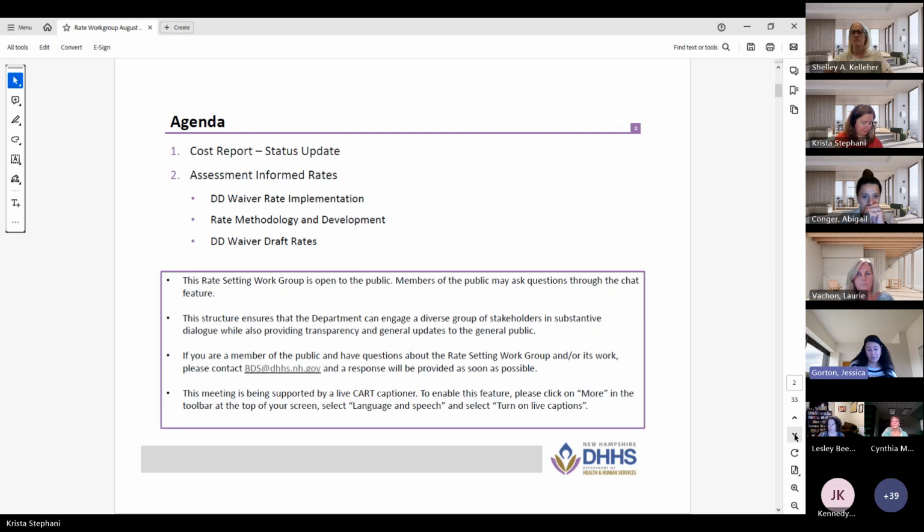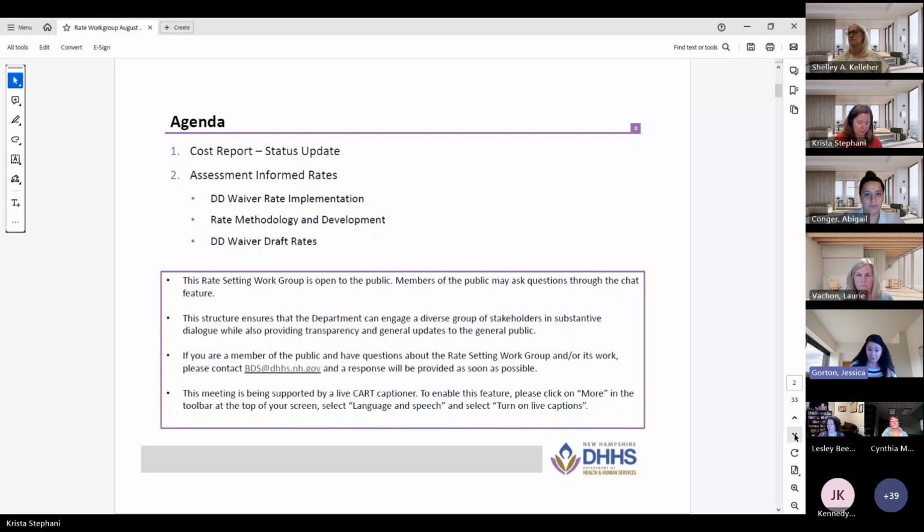And what we have determined is that we are not going to move forward right now with a fiscal year 24 cost report. So no cost report is coming out next month. We want to focus efforts on a fiscal year 25 cost report. And more information will come out about that in the future.